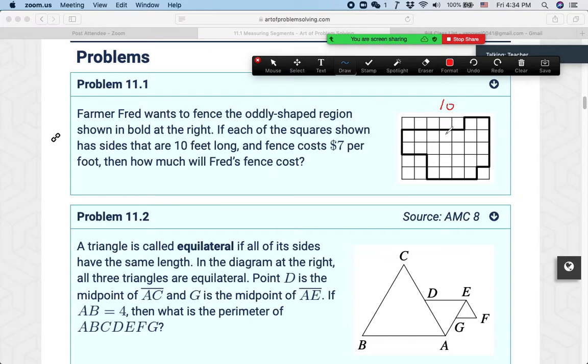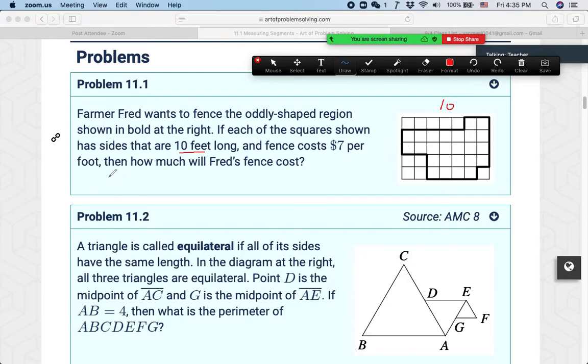So everybody, can you help me count how long this fence is, right? They tell you each of the squares shown has sides that are 10 feet long. So then you count this solid bordered shape. Let's start from here. 1, 2, 3, 4, 5, 6, 7, 8, 9, 10, 11, 12, 13, 14, 15, 16, 17, 18, 19, 20, 21, 22, 23, 24, right?